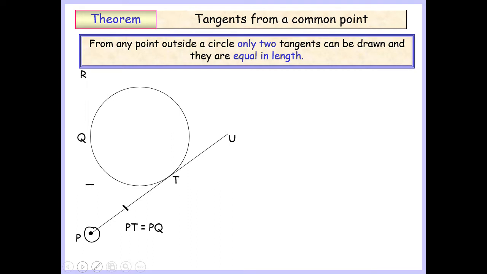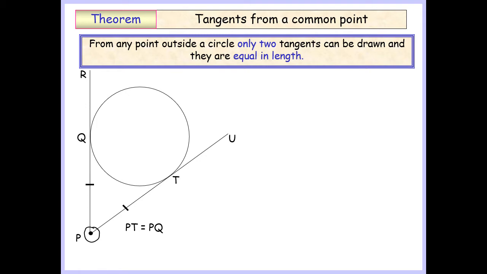Okay, so sien julle twee raaklyne, both of them have to be tangents from the same point outside of the circle. Then those two tangents, those line segments from where they start to where they touch the circle will be equal. Where will we use something like that?